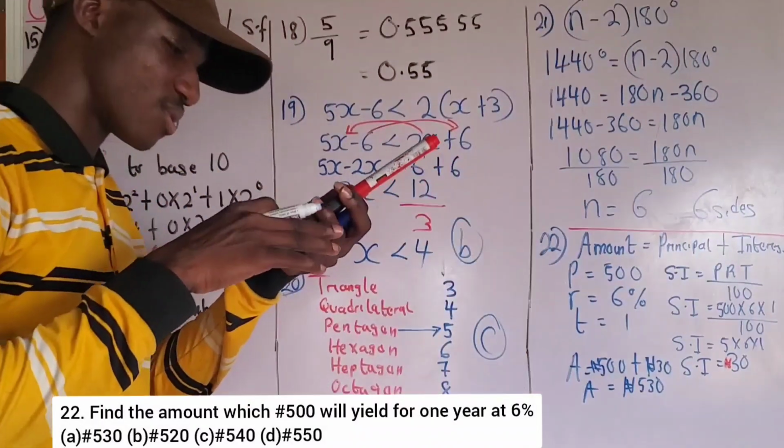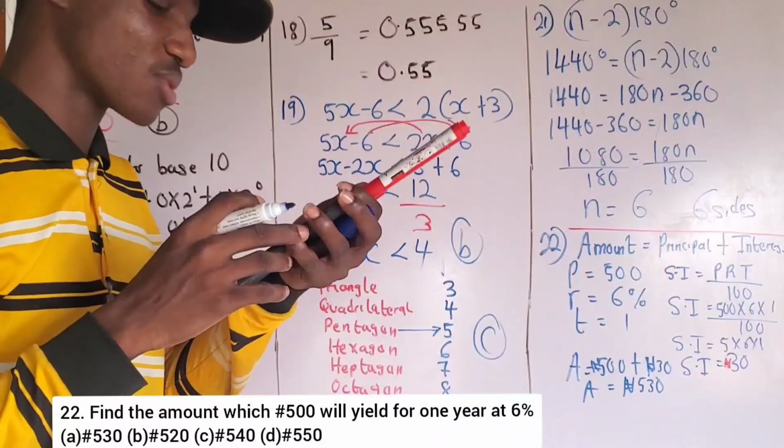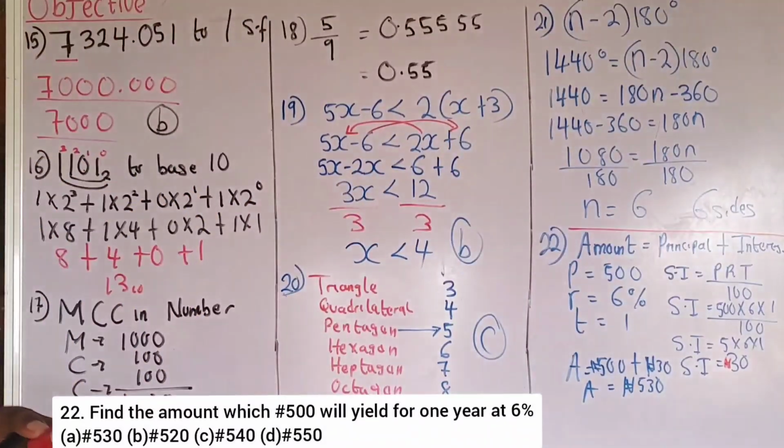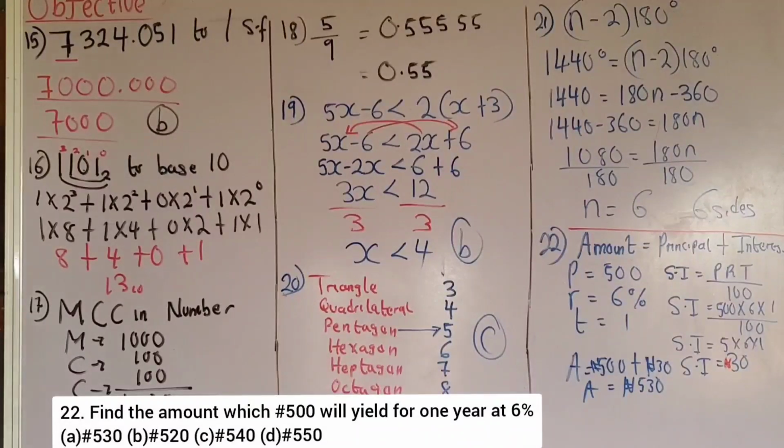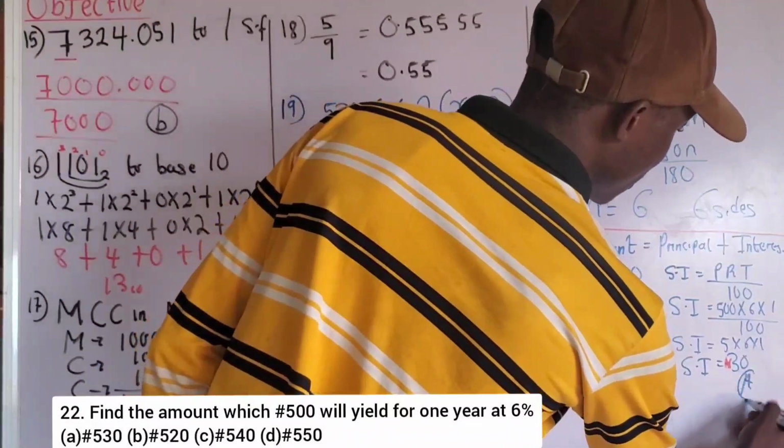So let us check the correct option. The correct option to that question is option A. Option A is correct. Option B is 520, that's not correct. Option C is 540, that is not correct. Option D is 550, that is not correct. The correct option is 530, that is option A.